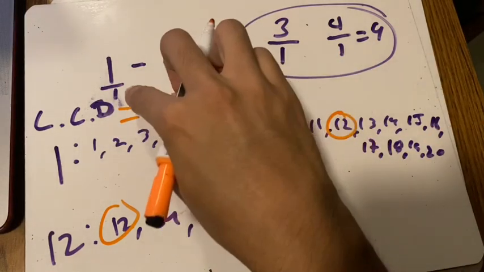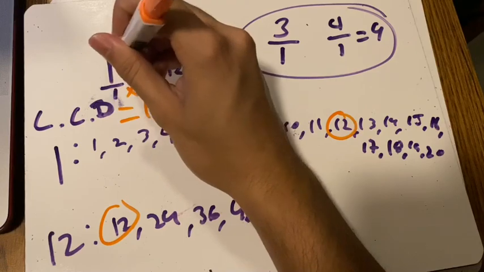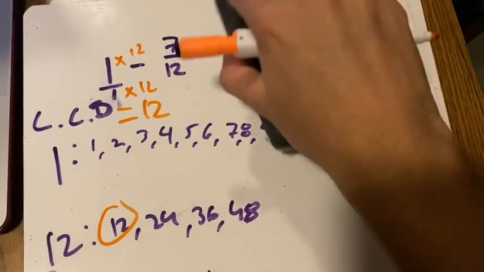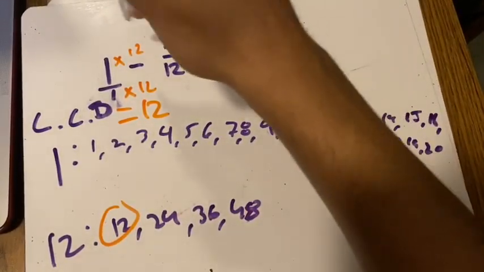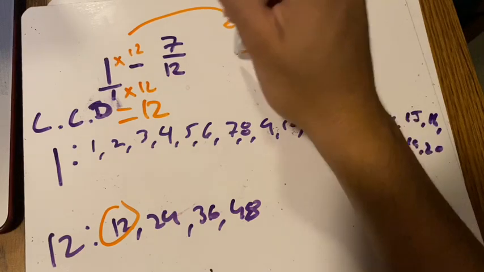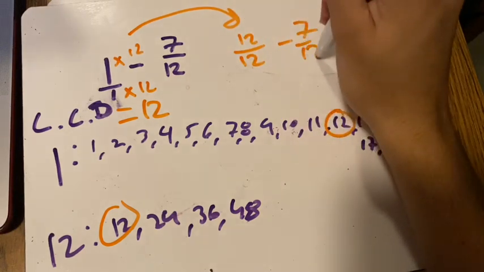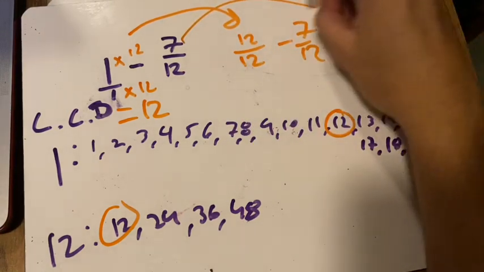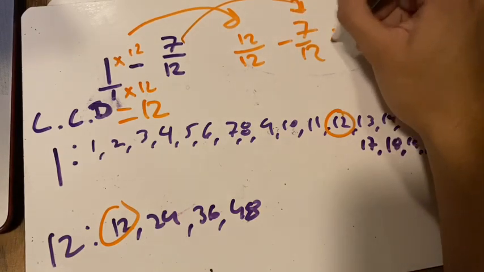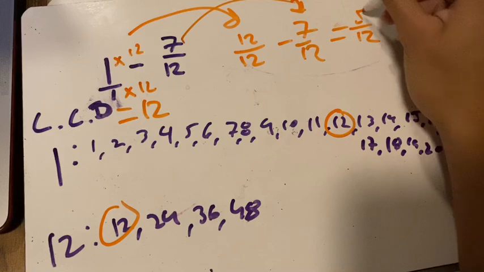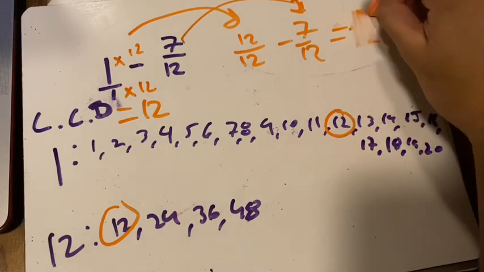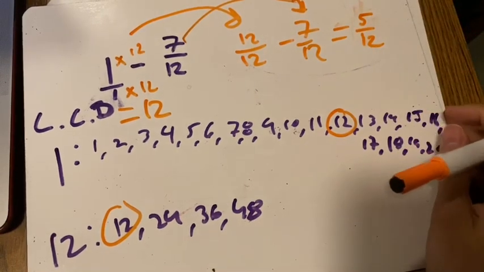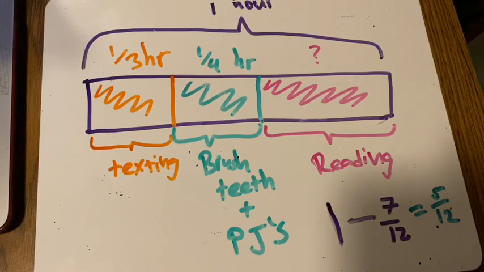So how can I turn this 1 into a 12? 1 times what number? 1 times 12, right? 1 times 12, 12 over 12 minus 7 over 12. Now remember, because this is already a 12, I don't need to multiply that. It's already a 12. 12 minus 7, 5 over 12, right? So another different technique you could have used, but we'll go over this technique a little bit later. But our answer in any case is 5 over 12, right? And that's it.